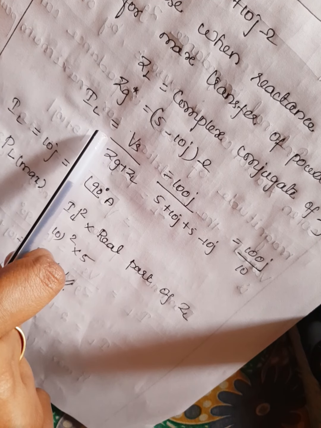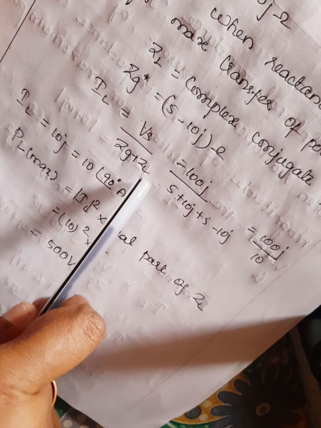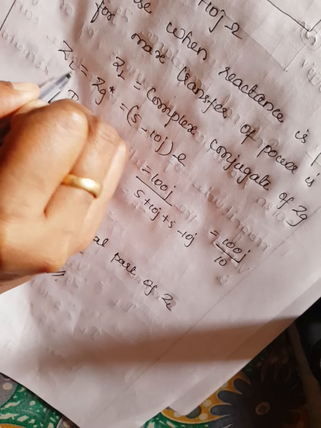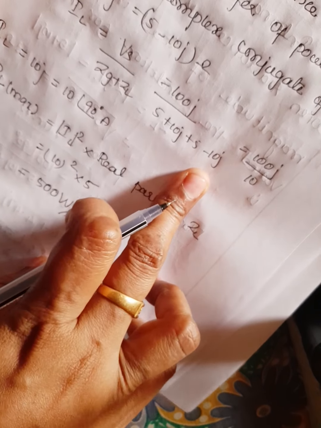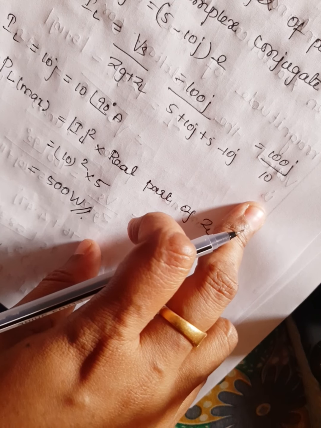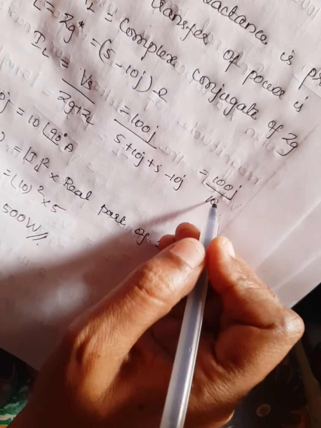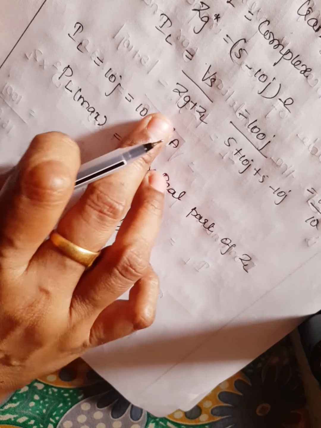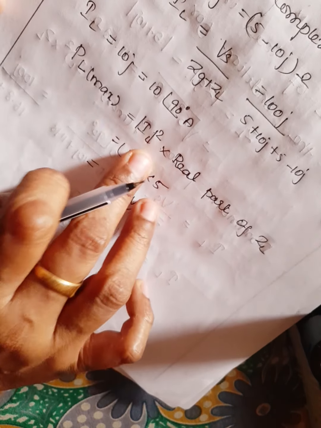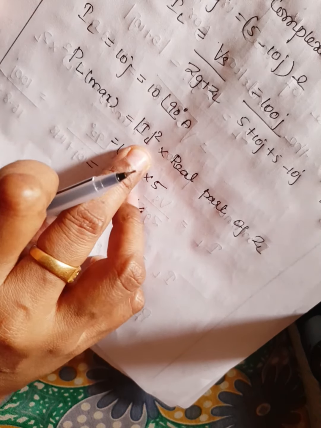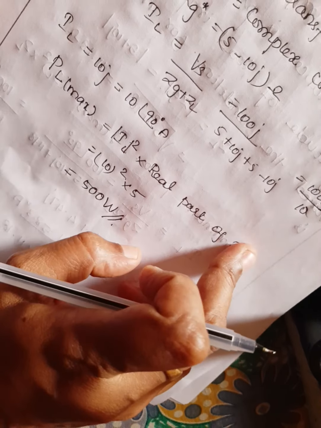So now you can find IL, Vs by Zg plus ZL. Zg value is 5 plus 10j, and ZL value is 5 minus 10j. So you got the answer as 100j by 10. When you cancel it, you got 10j, and when converted to polar form, 10 angle 90 degrees. So what is the power? IL squared into the real part of ZL. So you want to take only the magnitude, that is 10 squared into the real part of ZL.